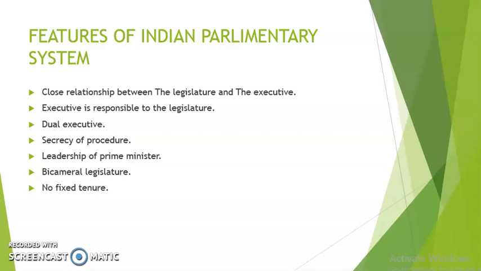The third one is dual executive. Here, dual means two. So that is real executive and nominal executive. The prime minister is the head of the real executive, and the president is the head of the nominal executive.